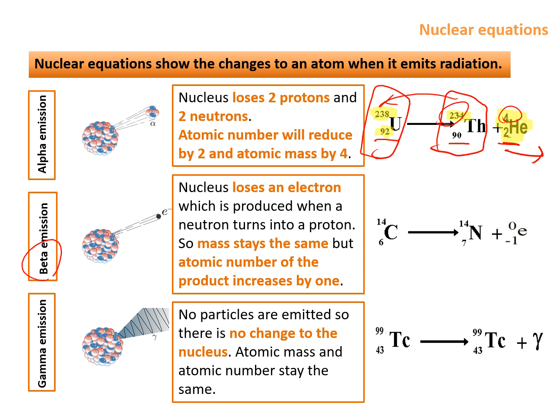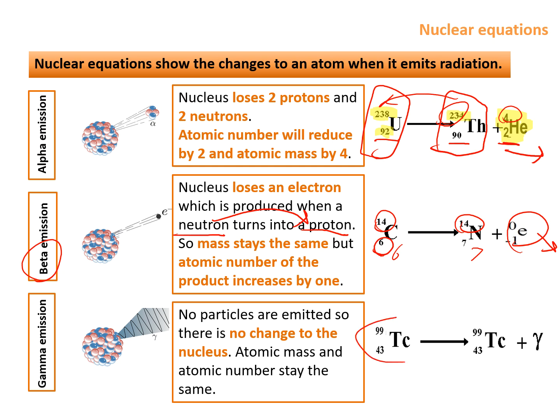With beta, a neutron turns into a proton and an electron. So the mass actually stays the same, because one neutron turns into a proton. That means the top number, 14, stays the same. However, the number of protons has gone up. So this started with 6 protons, ends with 7. And it gives out this fast moving electron, a beta particle.